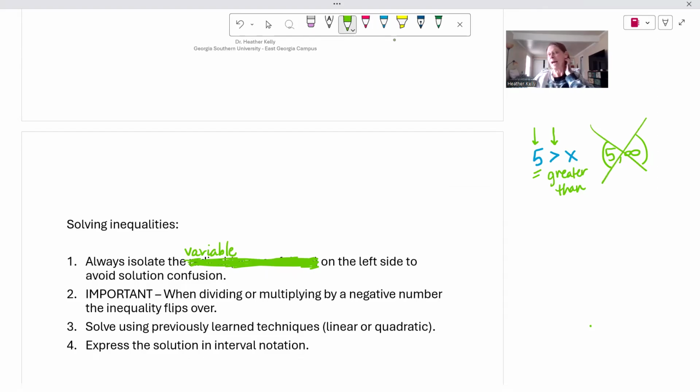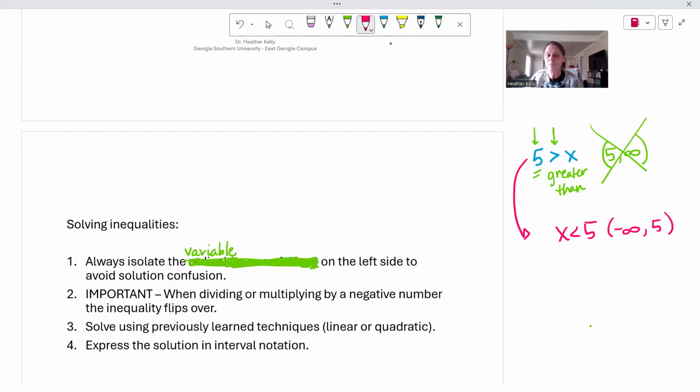You really have to have your variable on the left so you read it correctly. And so this actually is x is less than 5. And the actual answer is negative infinity to 5. So it really does help if you put all your variables on the left-hand side. It just keeps you from having to think about something more when it comes to finding the solution.